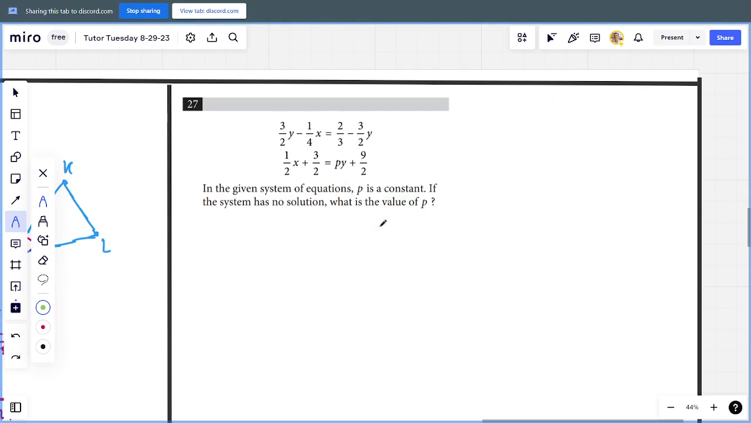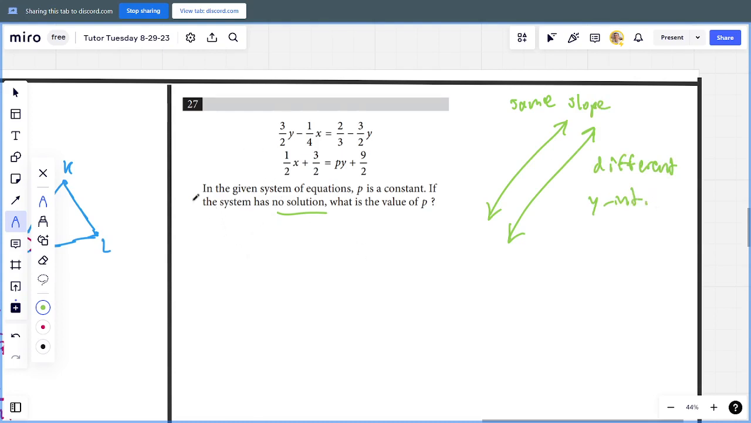Well, for me, no solution means, come on, you already got it. That was quick. No solution means that we have parallel lines, which means that we have the same slope, but different y-intercept.